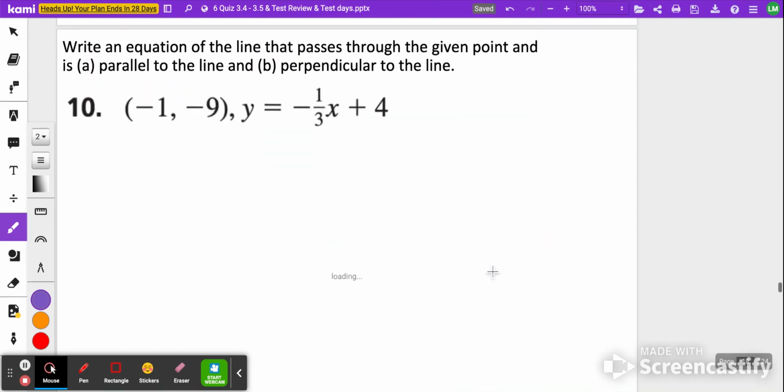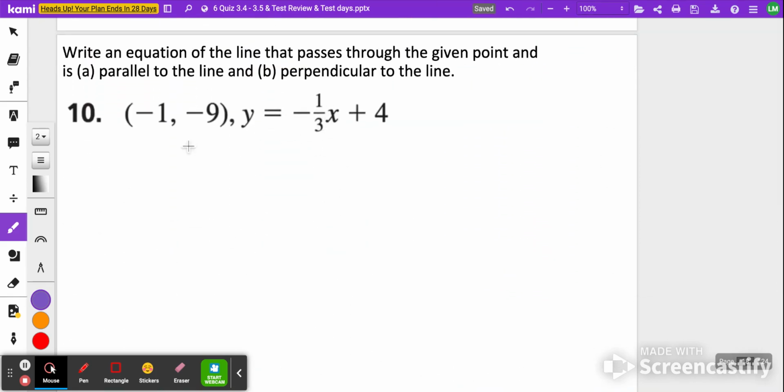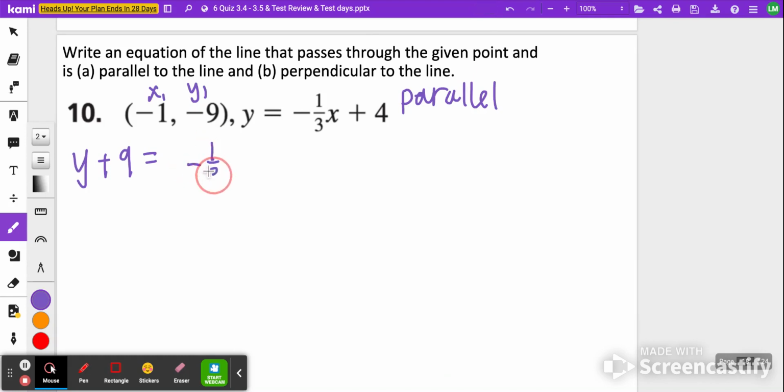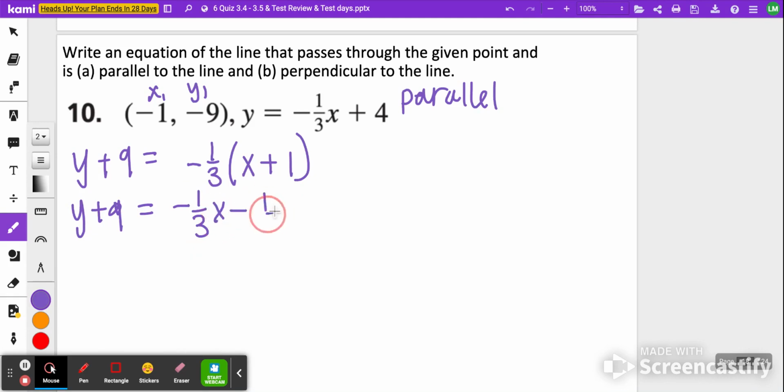Okay, number 10 was the same way. Parallel means the same slope. So here's my x1, here's my y1. y minus y1 would be y minus negative 9, so that's y plus 9 is equal to the parallel slope, we'll do that first, which is negative 1/3, and then parentheses x minus negative 1, which would be x plus 1. Let's go ahead and simplify. I have y plus 9 still is equal to negative 1/3 x minus 1/3.